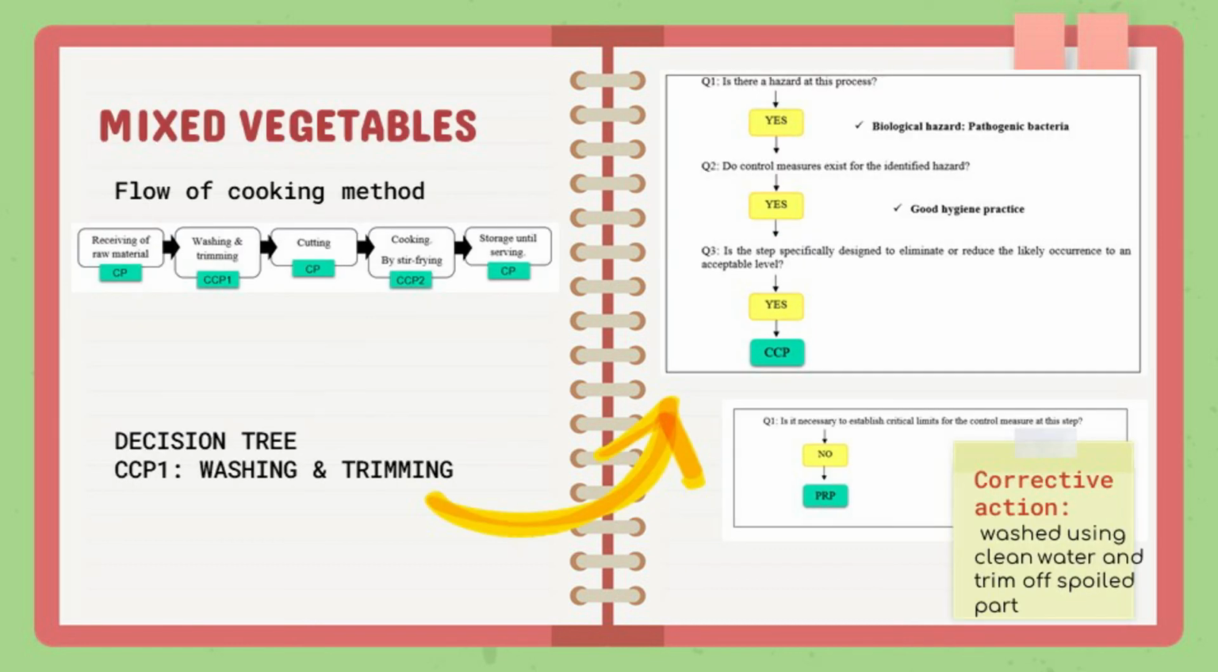And the CCP1 for mixed vegetables is washing and trimming. The hazard is the presence of major foodborne microbial pathogens, which includes Salmonella, Vibrio cholerae, Listeria monocytogenes that can be found in fresh produce that live in the soil of the vegetables. It can cause food poisoning. The vegetables must be washed thoroughly using clean water, and some spoiled part of the vegetables must be trimmed off in order to prevent food contamination. Throw out the vegetables if signs of deterioration occur.